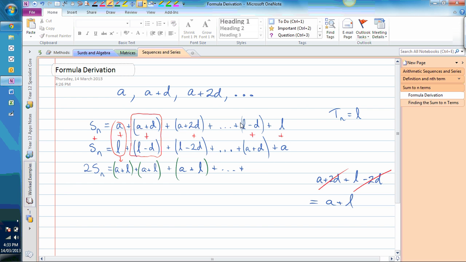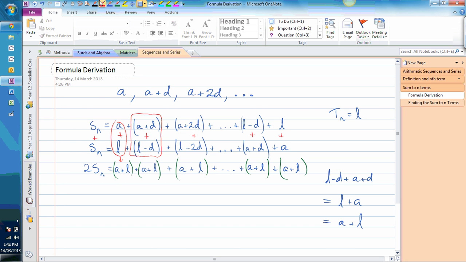So I get right to the end. Let's have a look at these last ones. Make sure that it works out the same. L minus D plus A plus D. Minus D plus D, they're going to cancel out. I get L plus A, or I could write it the other way around, A plus L. Great, still working. And this last one, L plus A, I could also write as A plus L. So I've got here A plus L plus A plus L plus A plus L, and so on.